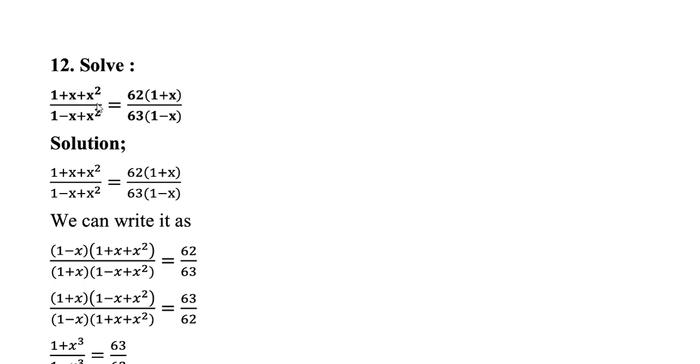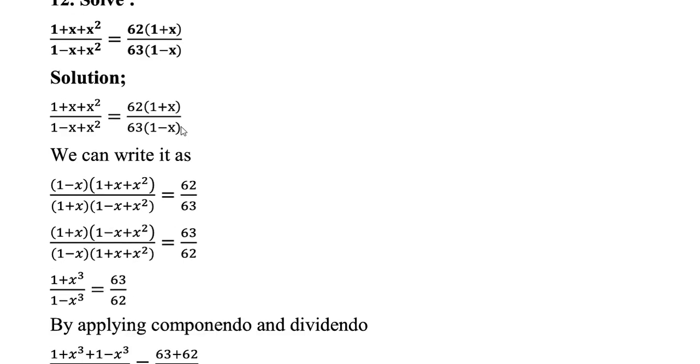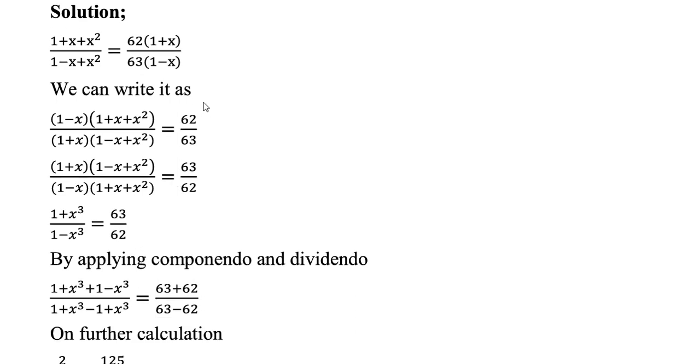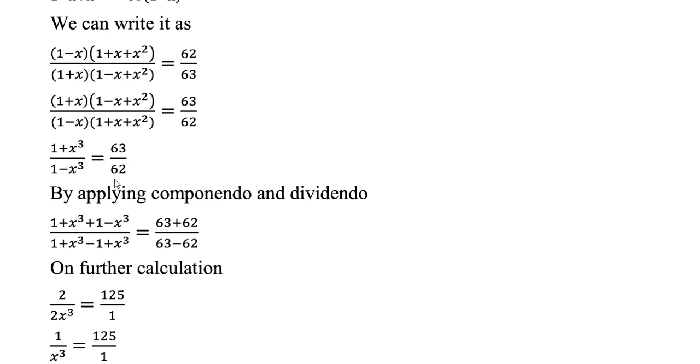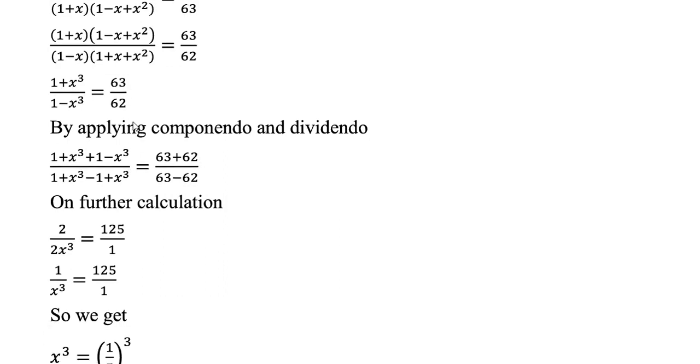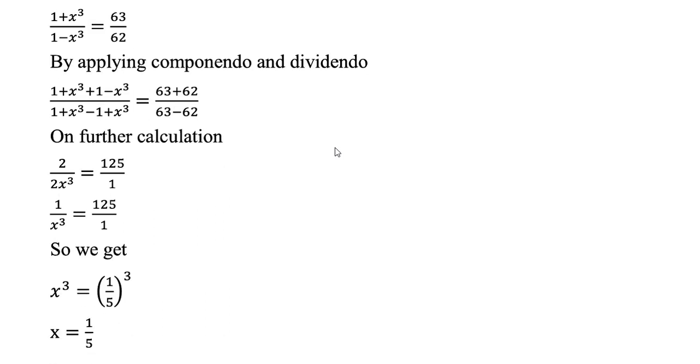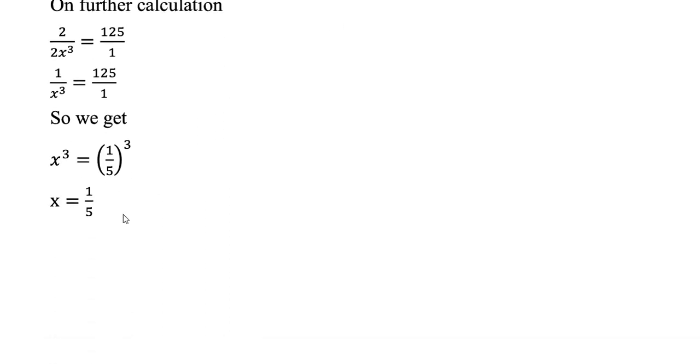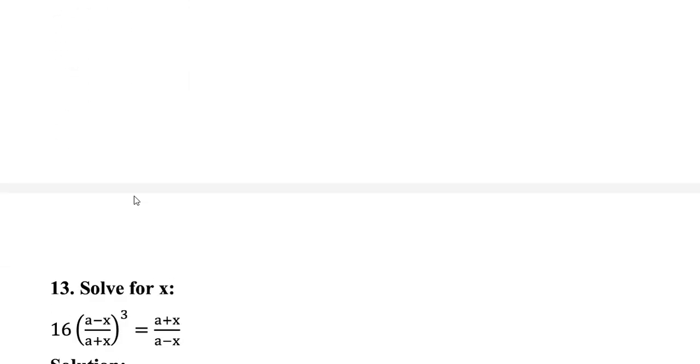That is, 1 plus x square divided by 1 minus x plus x square is equal to 62 into 1 plus x, divided by 63 into 1 minus x. So this is the solution. First I will write this. After that, a little bit of calculation, a few steps. You will get 1 plus x cube divided by 1 minus x cube is equal to 63 divided by 62. After that, applying componendo and dividendo, again a few steps, you will get x is equal to 1 by 5.